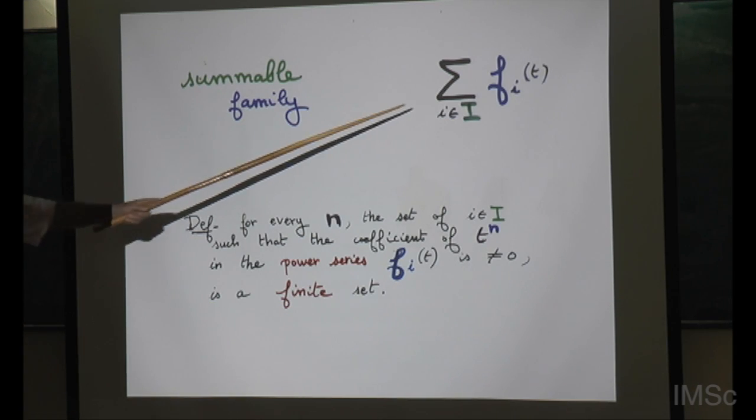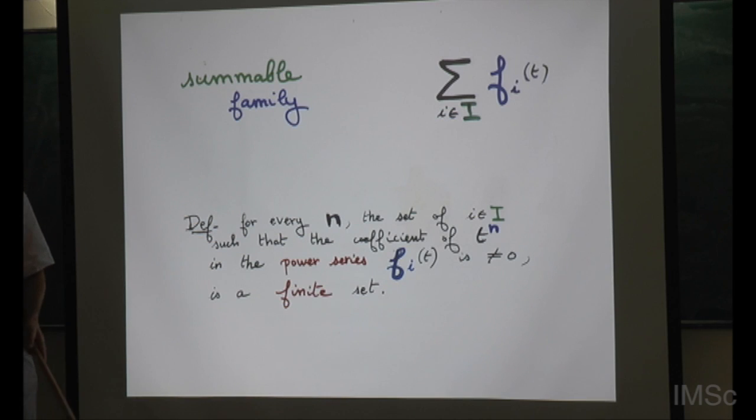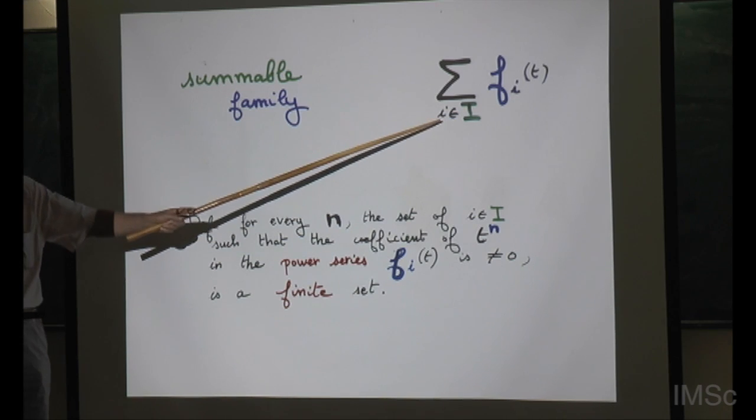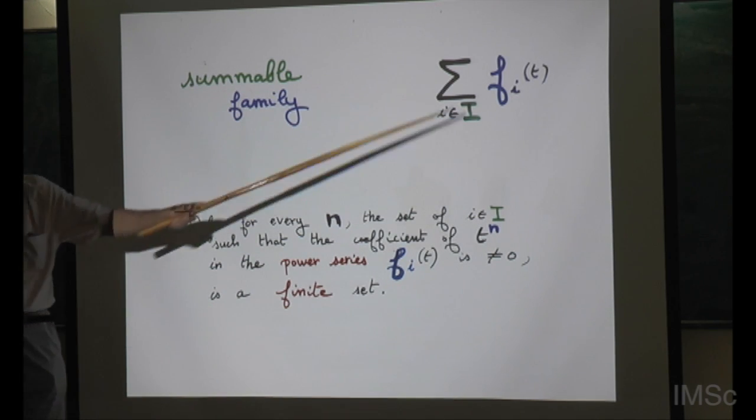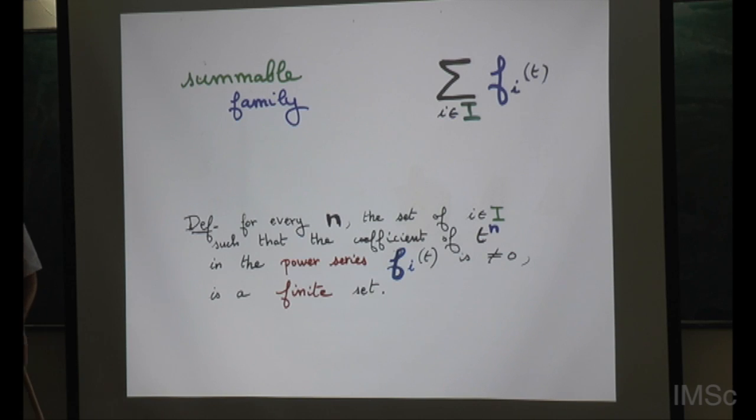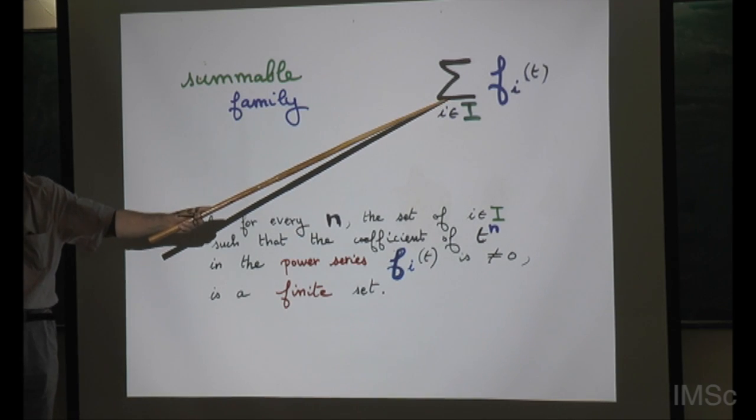So this means that in this big summation, there is only a finite number of indices, a finite number of fi, which contribute to give you the coefficient of t power n. And the coefficient of t power n will be the sum of all these coefficients of this finite subset of power series. So this makes sense to define this.